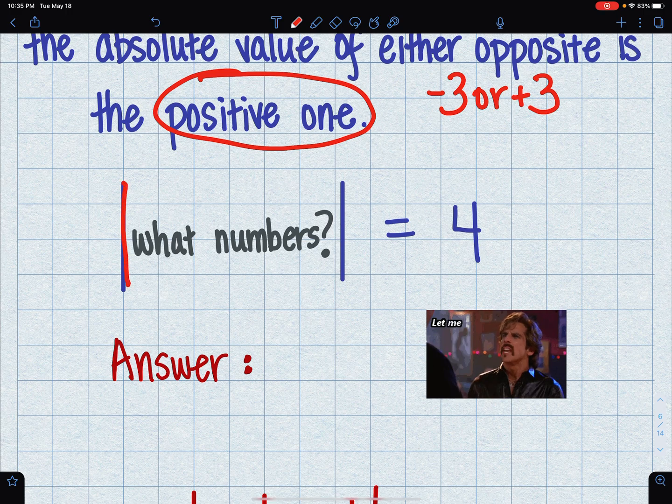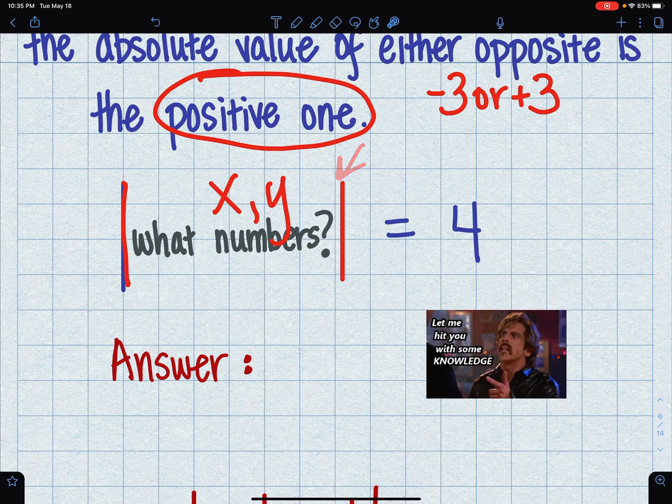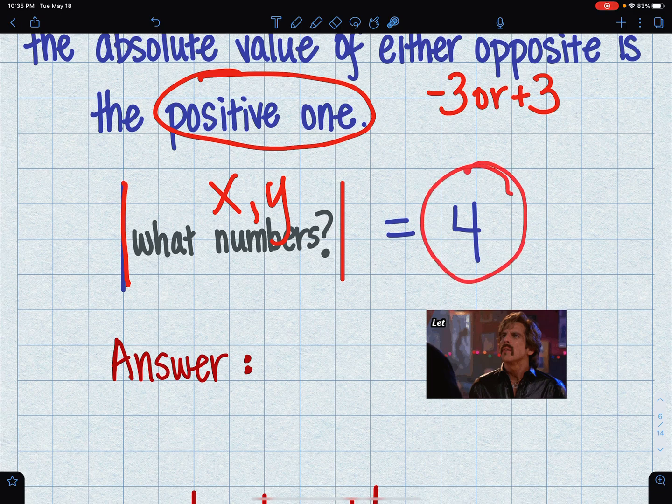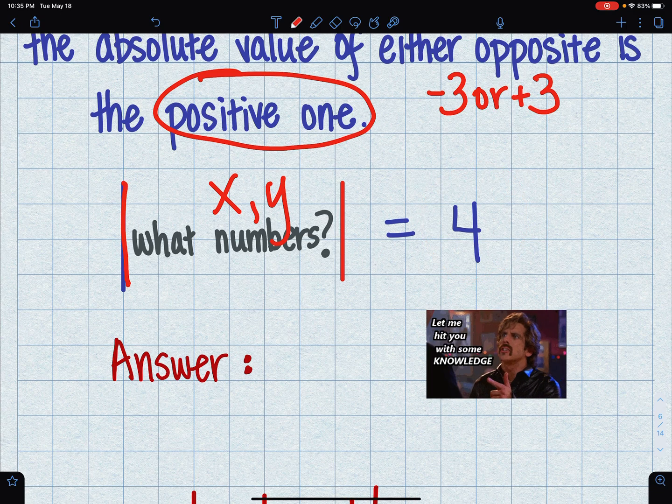In other words, it's setting up a problem like this. If you have the absolute value of x, or some number that you don't know, or maybe there's two numbers in here, x and y, and the answer is 4, what are the numbers that should be inside these lines? So what's the opposite of this? It's going to be either 4 or negative 4.